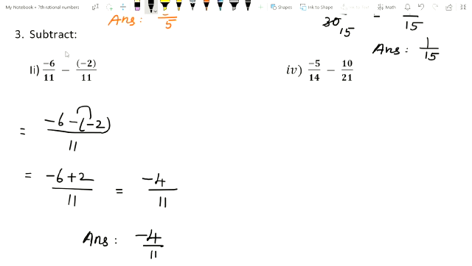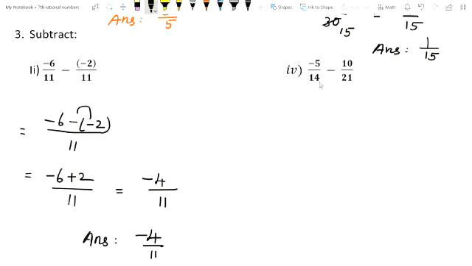See here the subtraction, minus 6 by 11 minus of minus 2 by 11. Here the common denominator is 11. Okay, so write the numerator as it is, minus 6 minus of minus 2. So minus into minus you get plus. Minus 6 plus 2, what will you get? Minus 4, minus 4 by 11. So what is the answer, children? Minus 4 by 11.